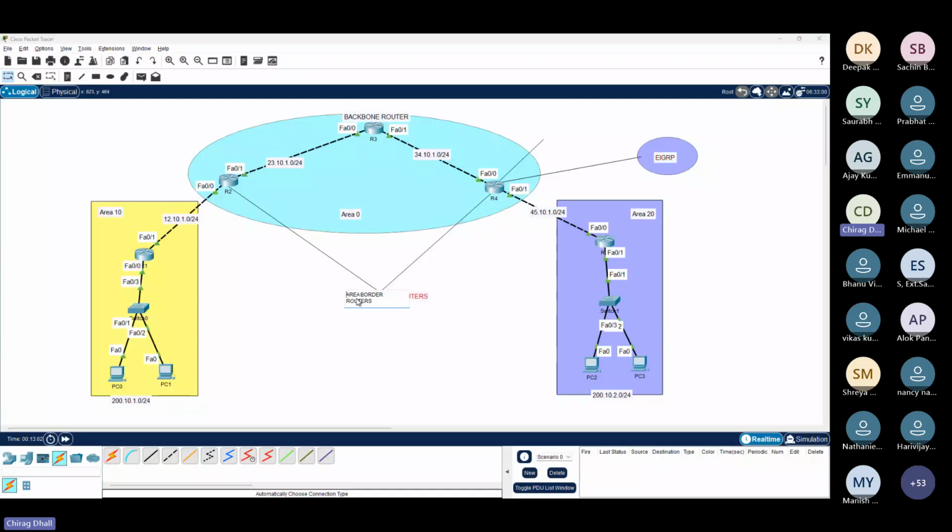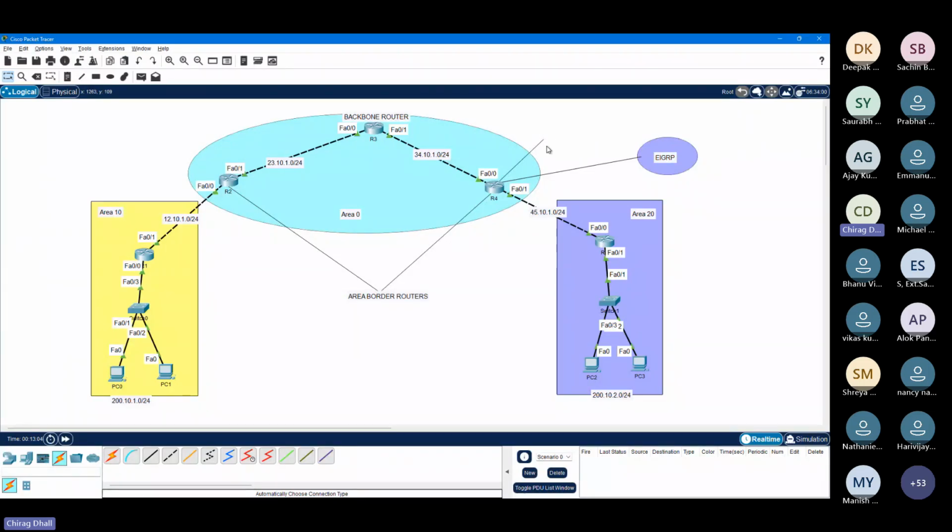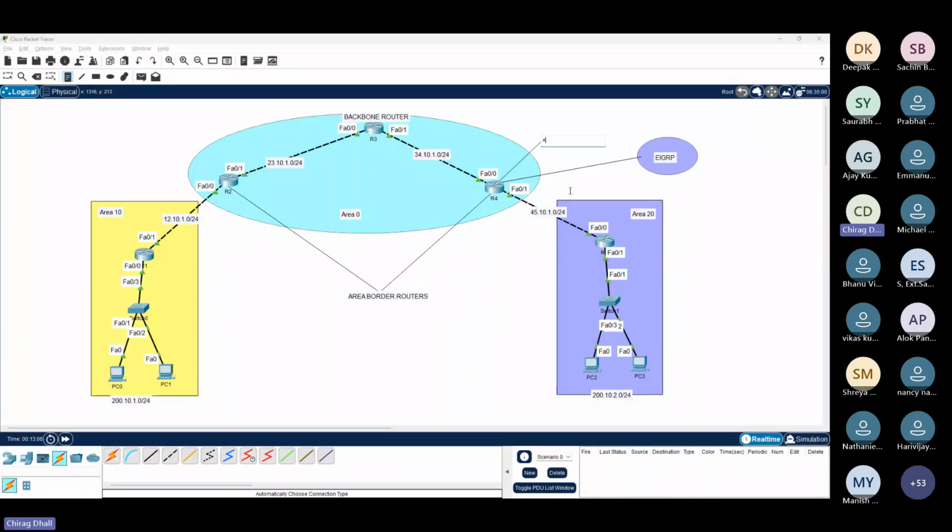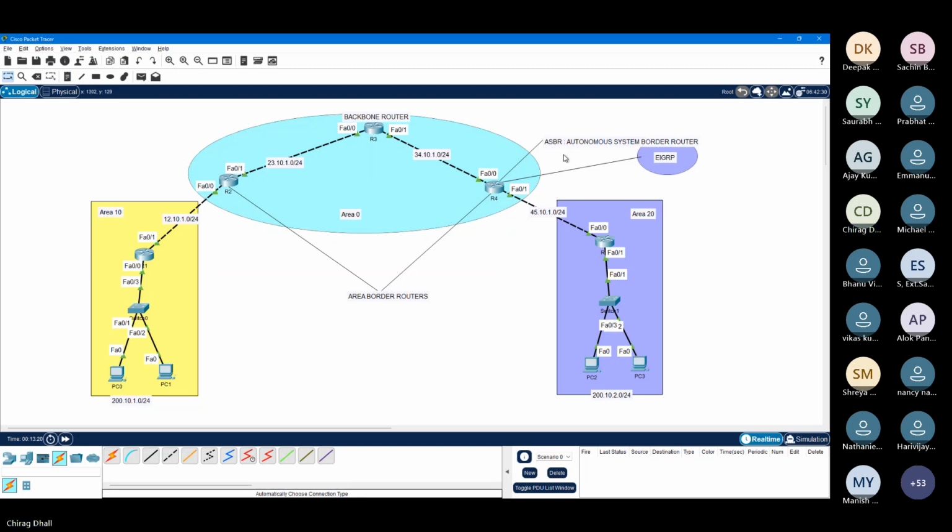This is called ABR, area border router, and the router that connects us to a different domain is known as ASBR, which is Autonomous System Border Router. That connects our autonomous system with another autonomous system. Okay. These are some of the terminologies that we use with OSPF networks.